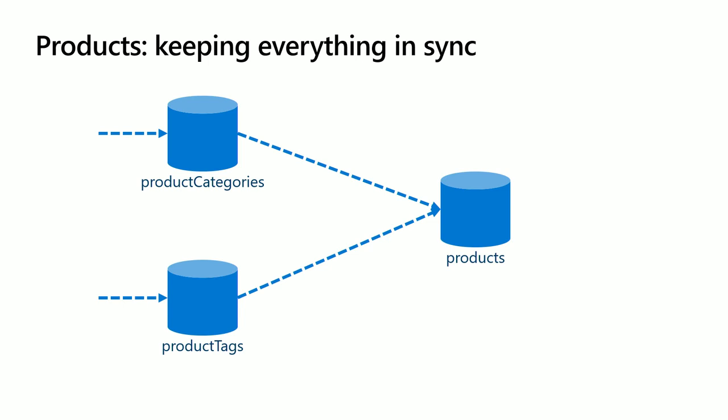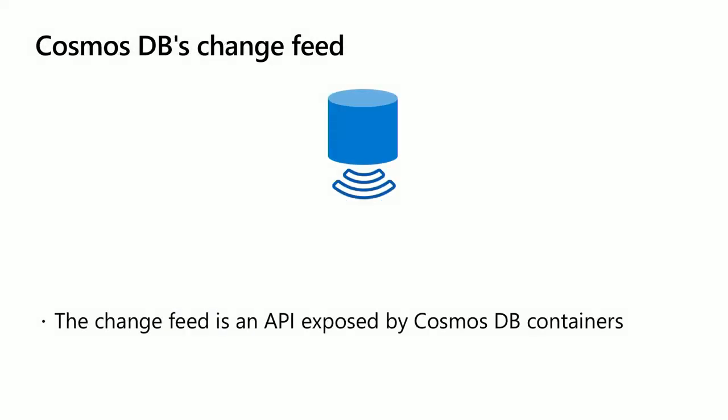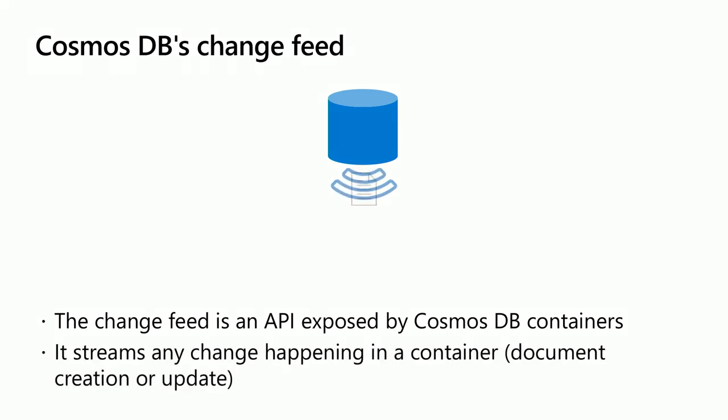Turns out we have exactly the right feature to implement that on Cosmos DB. That feature is called the change feed. Every Cosmos DB container exposes a change feed API. And this is an API you can subscribe to in order to get notified every time something happens in your container. Every time a document is either added or updated in a container, that document is published on the change feed API, and any piece of code subscribed to the change feed receives the document to do whatever you want to do.